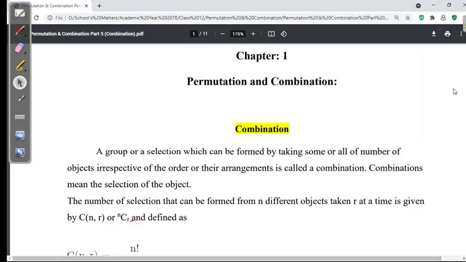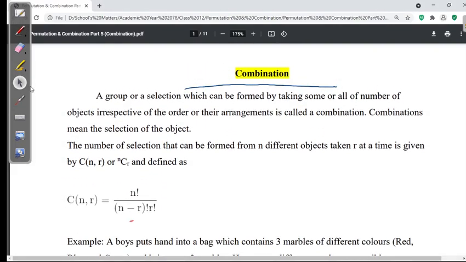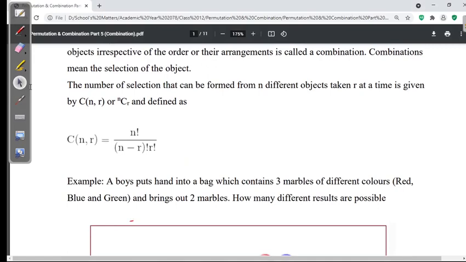Yes, under the topic of permutation and combination, we are mainly focusing on combination today. A combination is a group or selection which can be formed by taking some or all of a number of objects, irrespective of the order or arrangement. Combination means the selection of objects, and the number of selections from n different objects taken r at a time is given by nCr, defined as nCr = n! / ((n − r)! × r!).